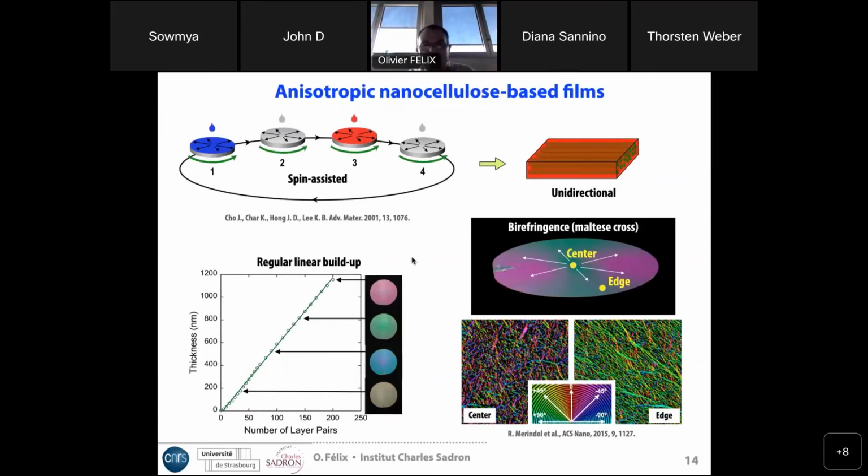Now, if you want to check if your film is anisotropic, just put it at a grazing incidence. You can look with your eyes, and you will see different colors, which is characteristic of birefringence. You will see a Maltese cross, and this is due to the fact that the fibrils are oriented radially on the surfaces. If you look now by AFM, atomic force microscopy, at the center or at the edge of the sample, you will notice that at the center you have no specific orientation, that means you have different colors, but at the edges you will see an orientation of your cellulose nanofibrils in one direction, as expected.